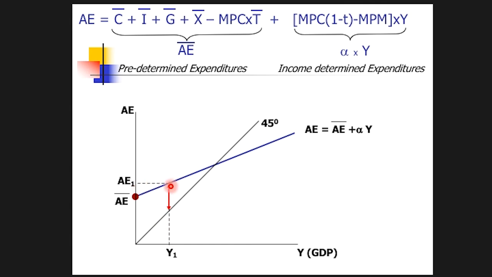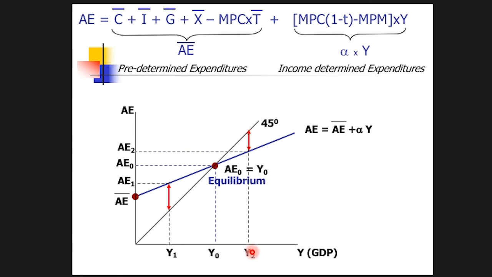So now we can say that the distance between aggregate expenditure and the 45-degree line shows the difference between aggregate expenditure and income. And this distance means that aggregate expenditure is higher than income or GDP. So demand is higher than output. There is a shortage of goods and services. At the crossing point between aggregate expenditure and the 45-degree line, aggregate expenditure equals output or income. So this is called equilibrium.